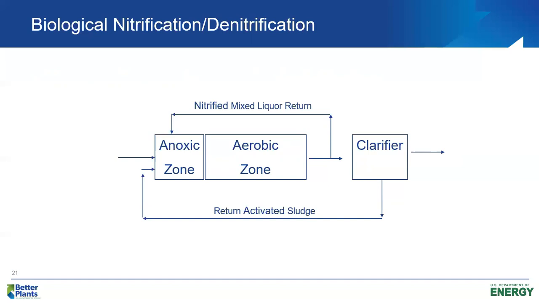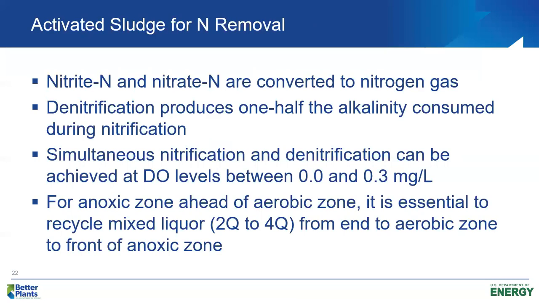So again, in an anoxic zone, the nitrite and nitrate will be biologically converted to nitrogen gas, and that's how we achieve nitrogen removal. And another advantage of an anoxic reactor is that we're going to generate alkalinity, and we'll generate about half the alkalinity that's actually consumed in the nitrification reaction.